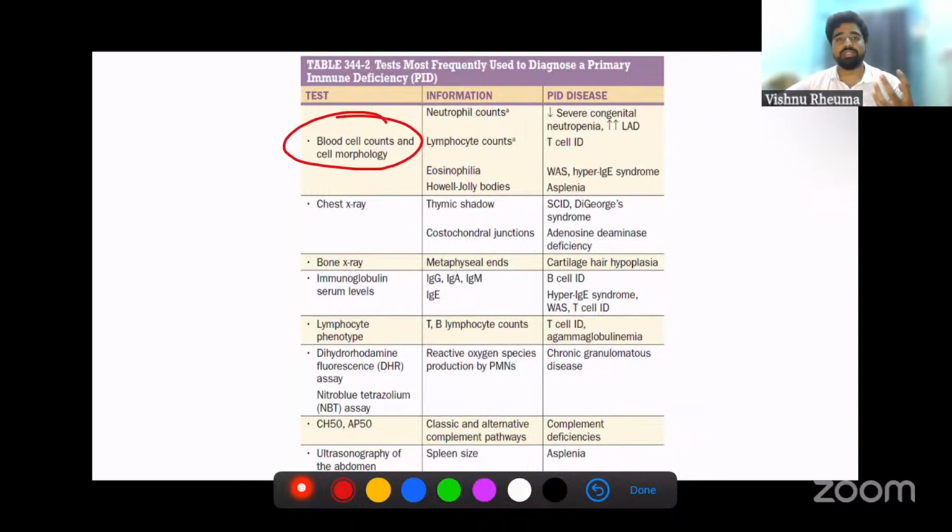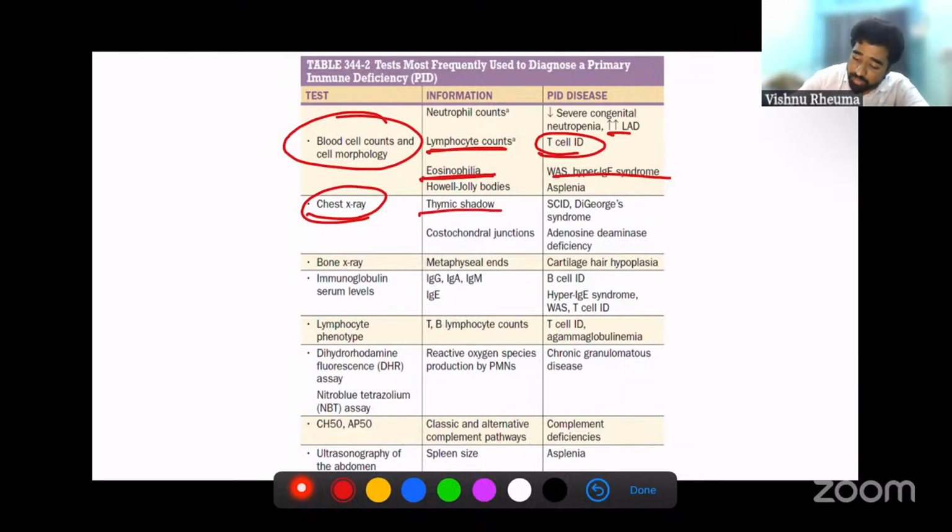So there is increased leukocyte count in the blood because they are not adhering. They keep flowing in the blood, and you have an increased count of leukocytes. It will be much higher, like 25,000, etc. Lymphocyte counts, in T cell immunodeficiency it will be low. Eosinophilia in certain syndromes will be elevated. Then chest X-ray, obviously you have to look for thymus presence or not. For example, in DiGeorge syndrome and severe combined immunodeficiency, this will be absent.